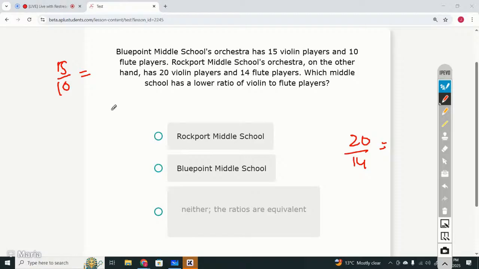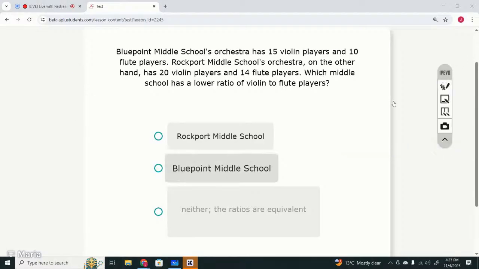15 divided by 10 times 100 is 150%, and 20 divided by 14 times 100 is 142%. So who has the lower ratio? The Rockport Middle School has the lower ratio. The correct option is Rockport Middle School. Option number 1 is the correct option.